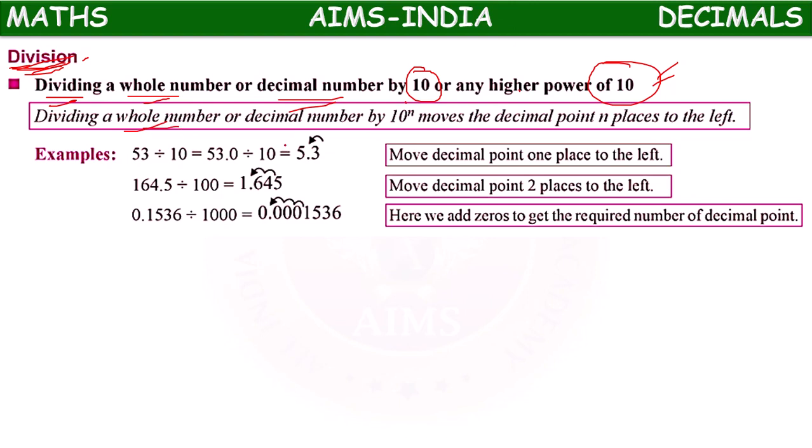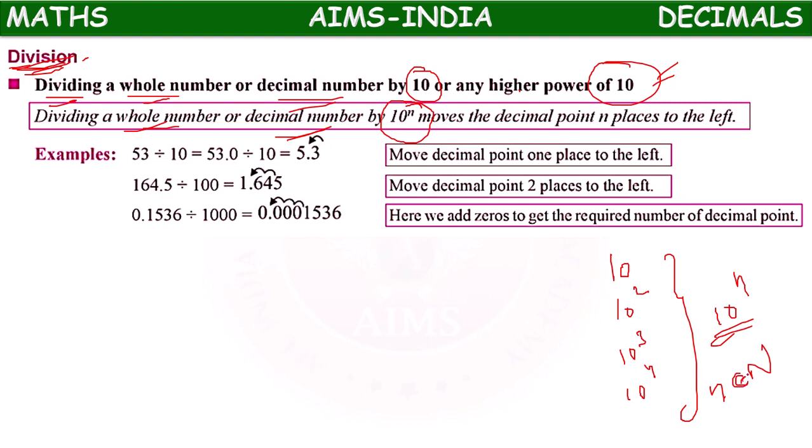So dividing a whole number or decimal number by 10, or 10 square, or 10 cube. Or let's take one common term, 10 power n, where n is a natural number. So n values you can take from 1, 2, 3, 4 and so on. Means we are dividing a whole number or decimal number by 10 power n. If you divide like that, so what happens to the decimal point? The decimal point will move n places to the left.